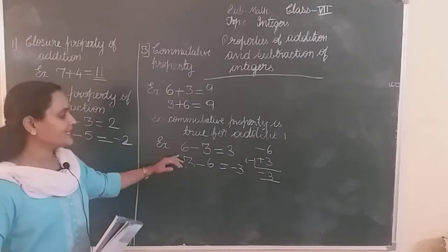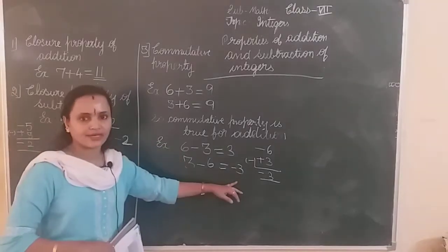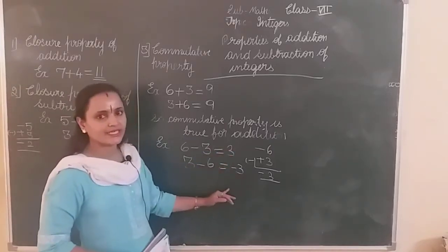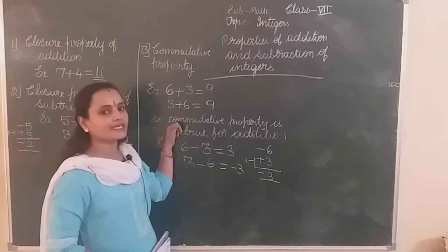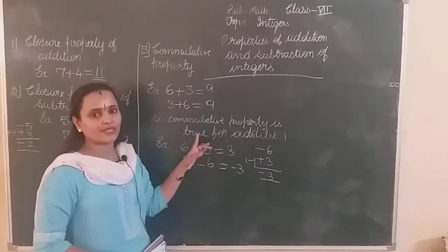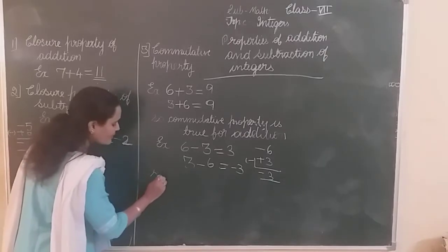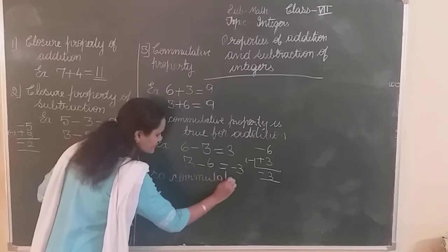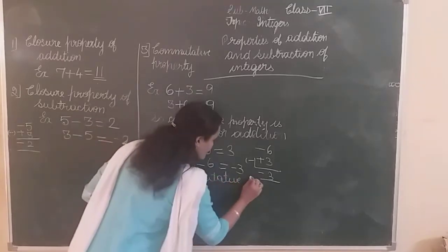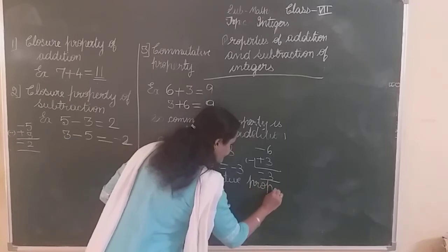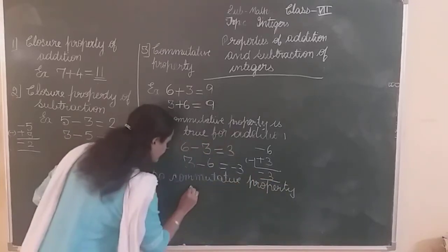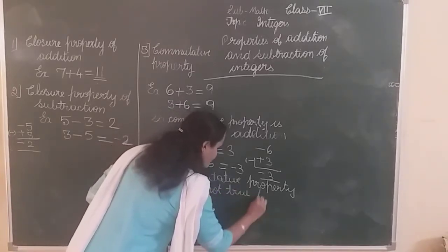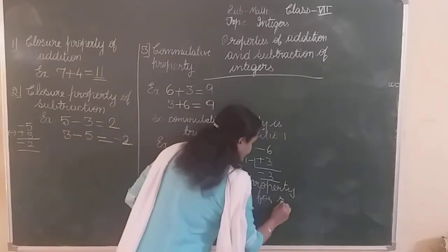So when you are interchanging the numbers, you don't get the same number, right? You don't get the same integer. So when you are not getting the same integer, that means this particular property, that is commutative property, is not true for subtraction.